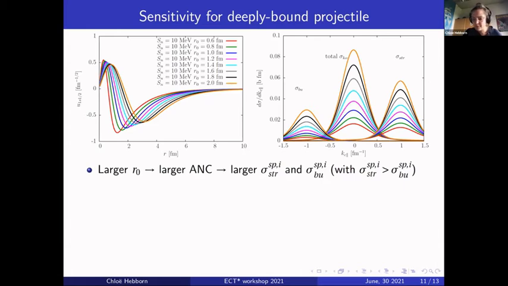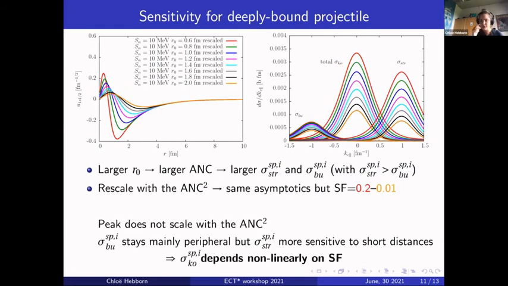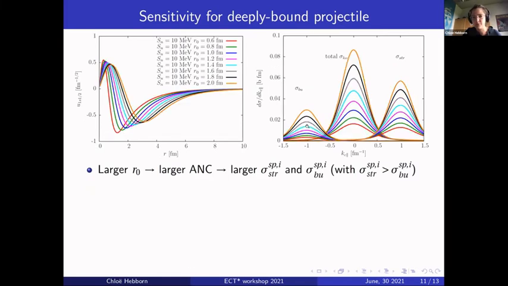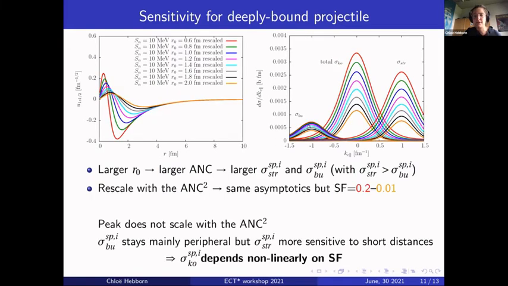So if we follow the same approach as in the halo nucleus case, so we rescale the ground state wave function with the ANC, we obtain this cross-section. And you can see that none of the peaks seems to scale with the ANC squared in this case. If you look at the contributions separately, here the diffractive breakup before scaling and after scaling, you can see that the spread is smaller.